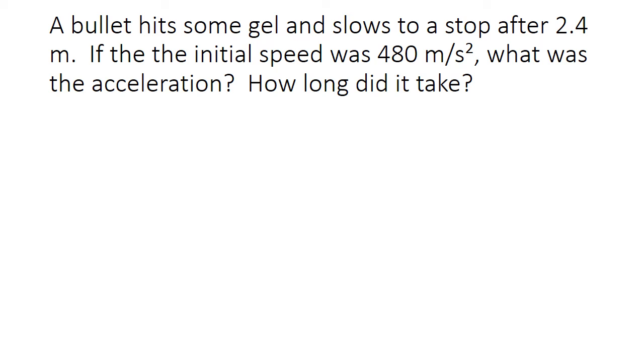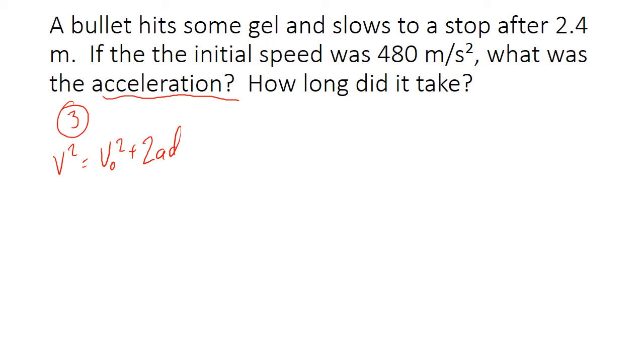All right, so let's see. A bullet hits the gel, stops after there. If its initial speed, what was the acceleration? You'd have to use number 3 here. Okay, so v squared is equal to v0 squared plus 2ad. Before we do that, it would be easier for us to solve for acceleration, right?